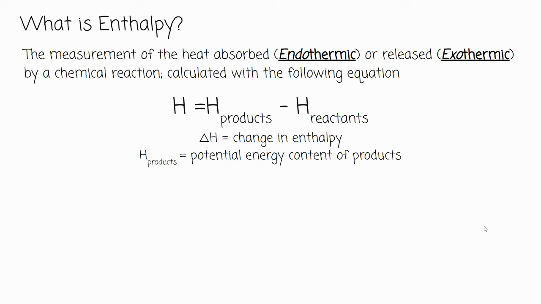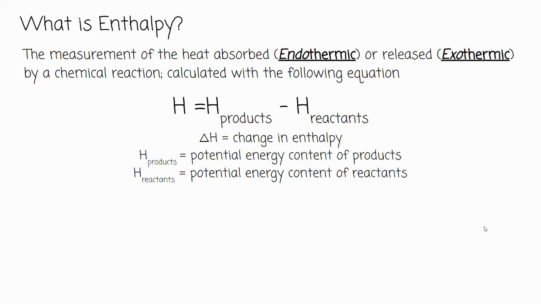So the H of the products is the potential energy content of the products, also known as the enthalpy of the products or total enthalpy of the products. So H is enthalpy, and then H reactants is once again the potential energy content of the reactants or the total enthalpy of the reactants. They're used both ways. Really it just depends on if you're looking at the graph or if you're reading a problem. If you're looking at a graph, you talk about the potential energy.